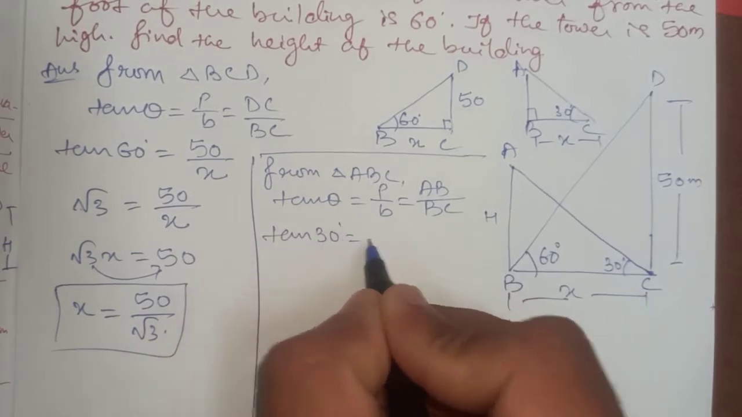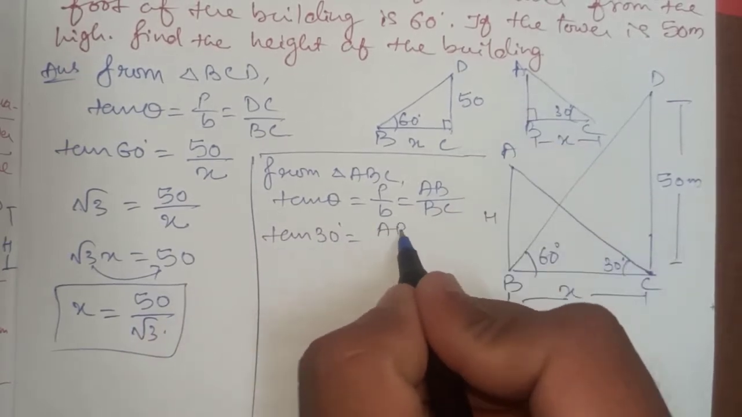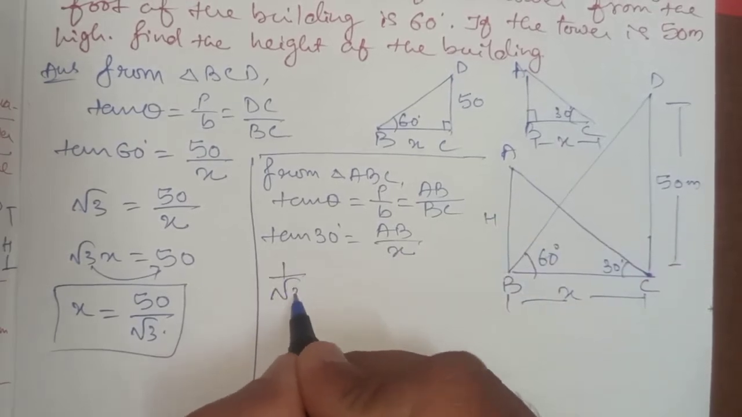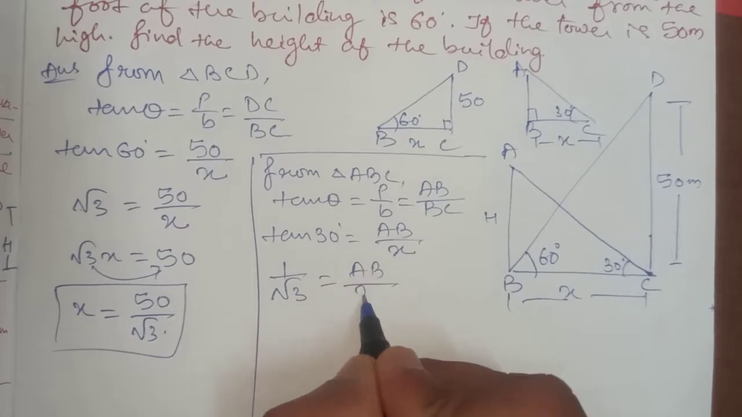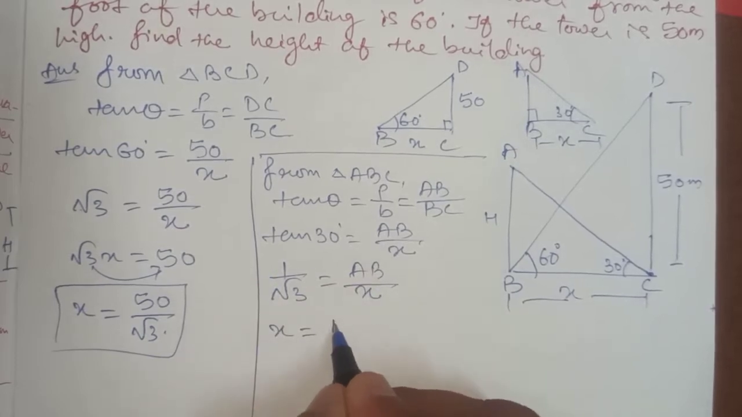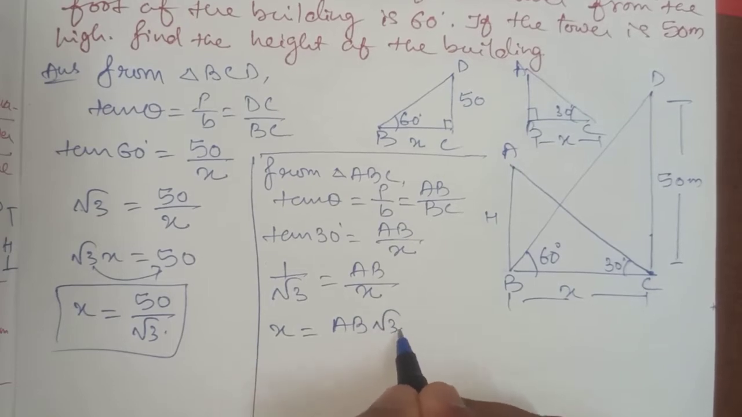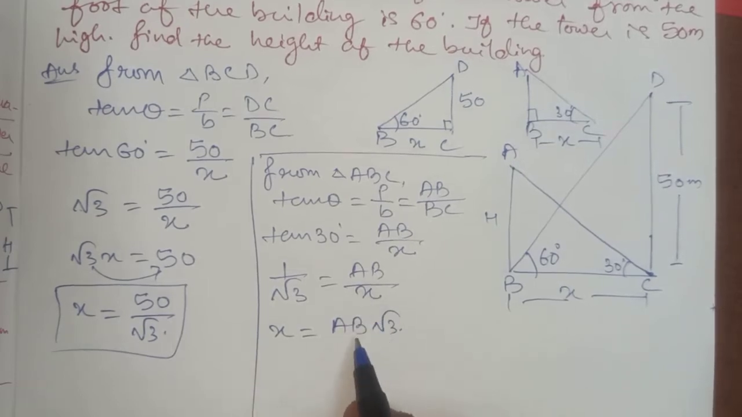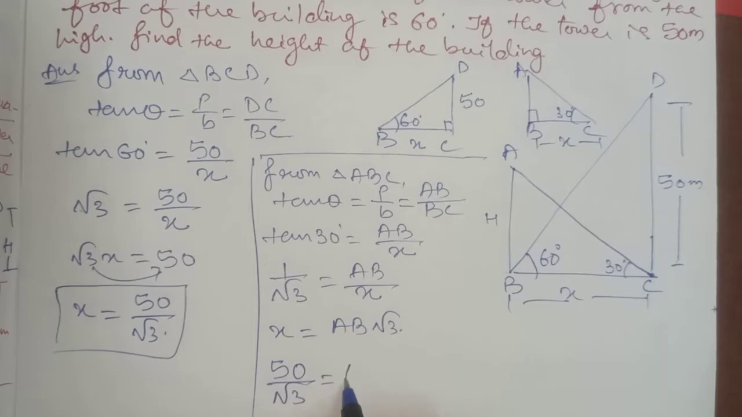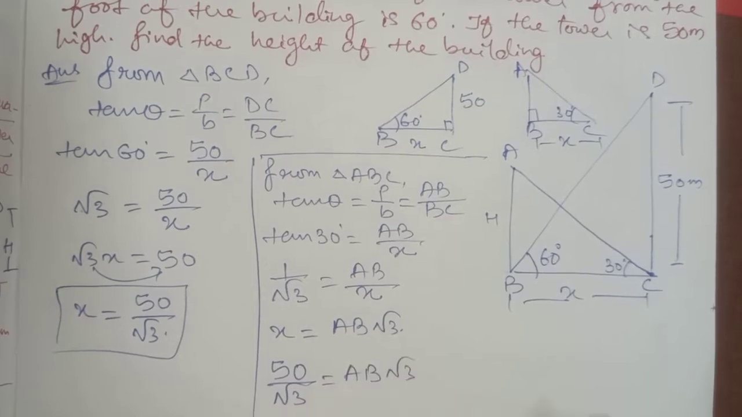So tan 30 degree is AB we don't have, BC is X. Tan 30 is 1 by root 3, equals AB by x we will get. Multiply x here, multiply root 3 here. X equals AB root 3. Okay, x equals AB root 3. What is the value of x? Just now we got x is 50 by root 3. So in place of x I am going to write 50 by root 3 equals AB into root 3.